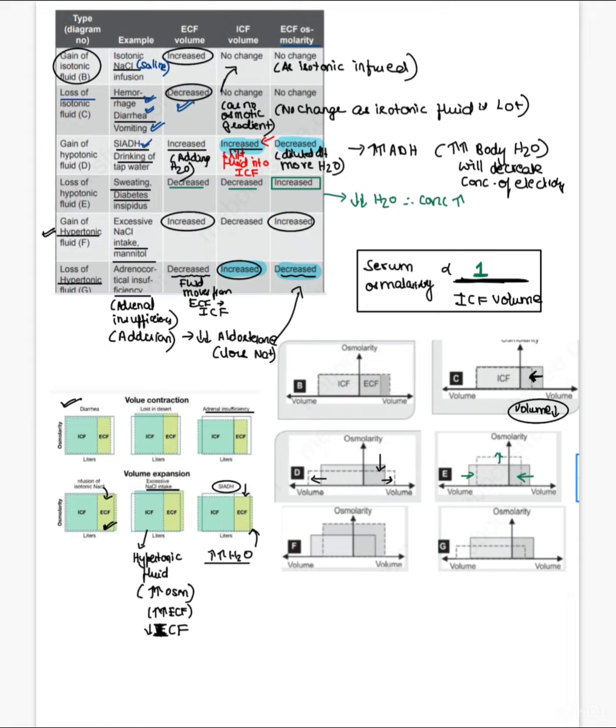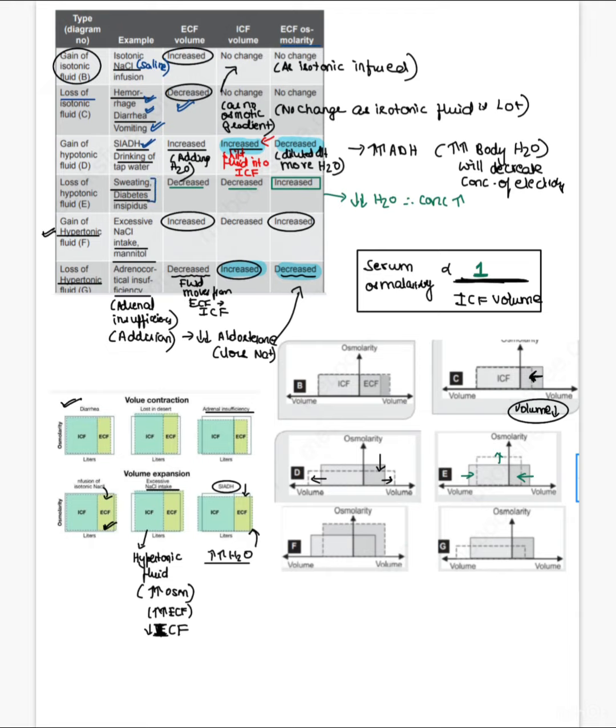Now coming on to gain of hypotonic fluid like SIADH, guys. Think, increase in ADH, so in the whole body salt and water retention happens. So due to retention, both of these will increase. ECF and ICF both will increase, guys, but because of the increase in water, osmolarity will decrease.